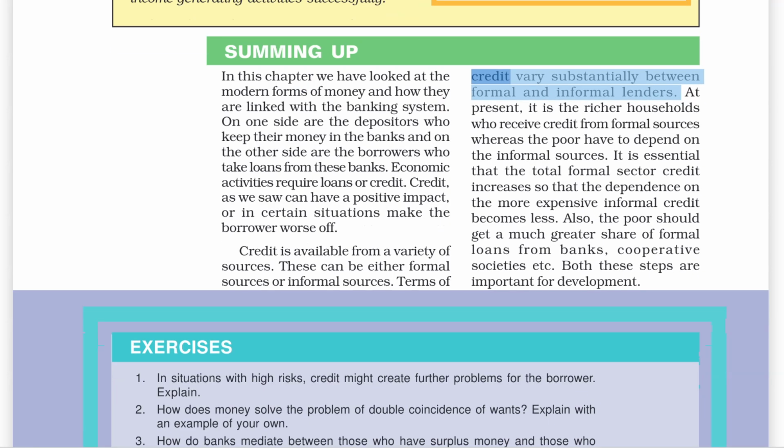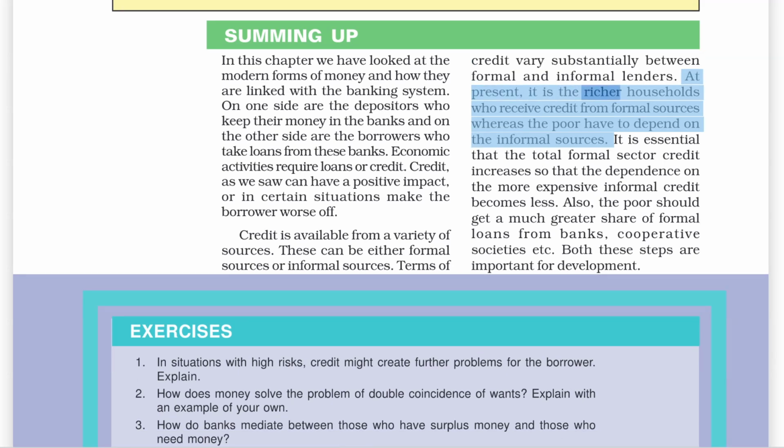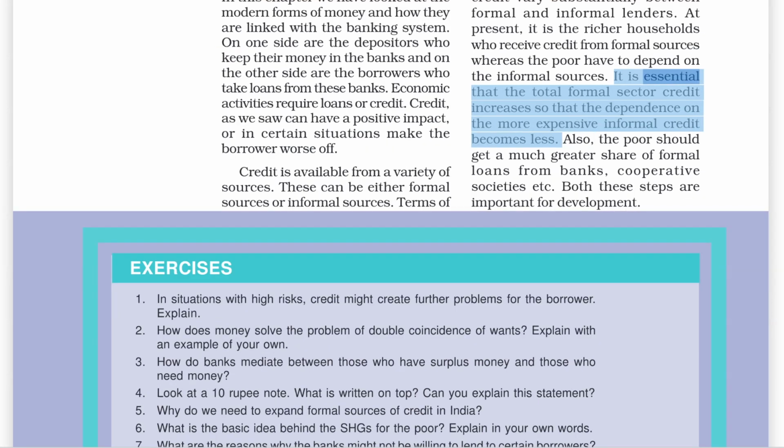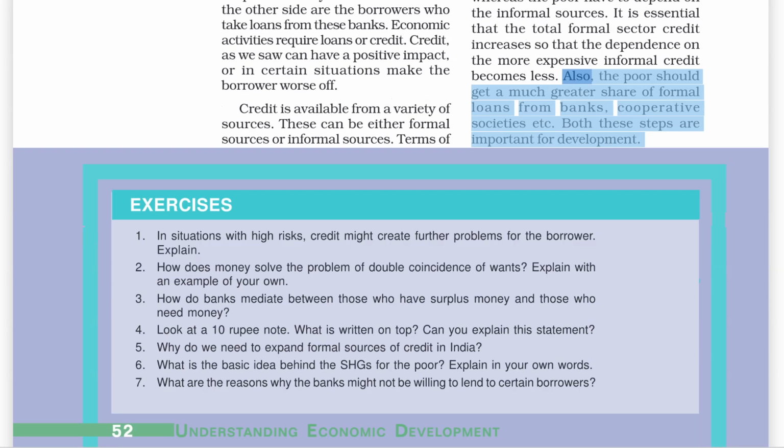Summing up, credit varies substantially between formal and informal lenders. At present, it is the richer households who receive credit from formal sources, whereas the poor have to depend on the informal sources. It is essential that the total formal sector credit increases so that the dependence on the more expensive informal credit becomes less. Also, the poor should get a much greater share of formal loans from banks, cooperative societies, etc. Both these steps are important for development.